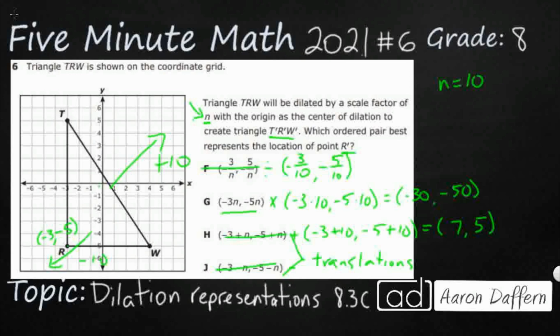By a scale factor. When we do 3 times 4 equals 12, what are these two things called right here? Those are called factors, right? The answer is called a product. Factor means multiplication, so we need to multiply, and our answer here is G.